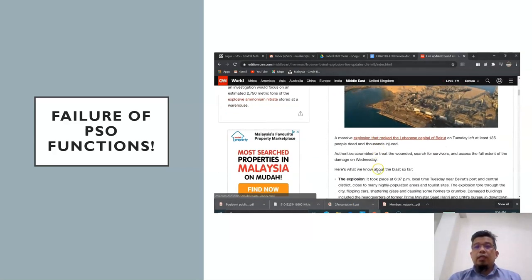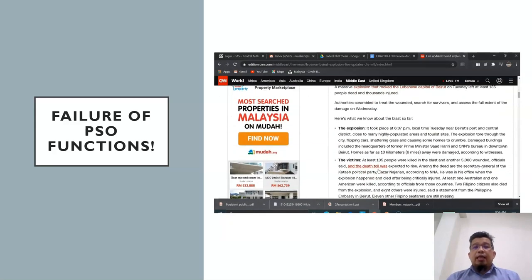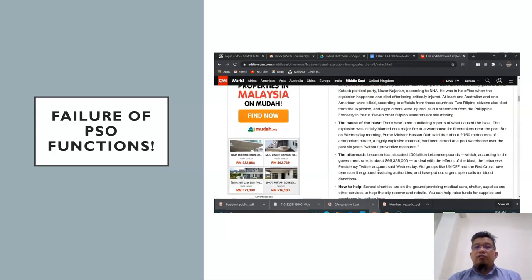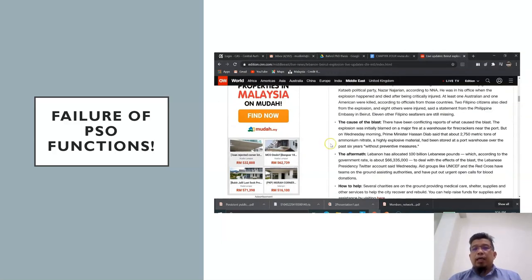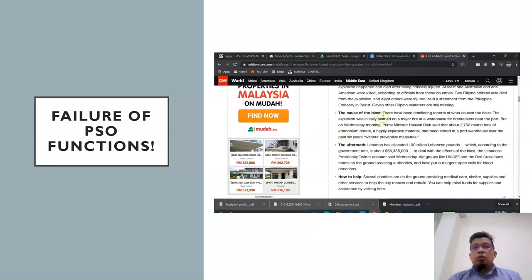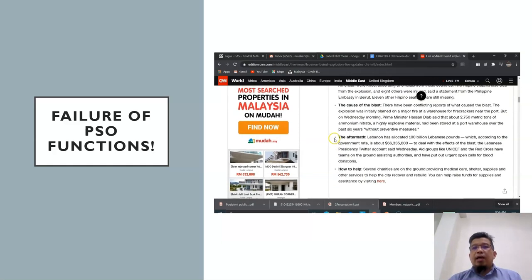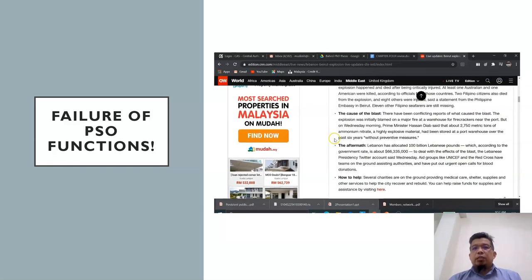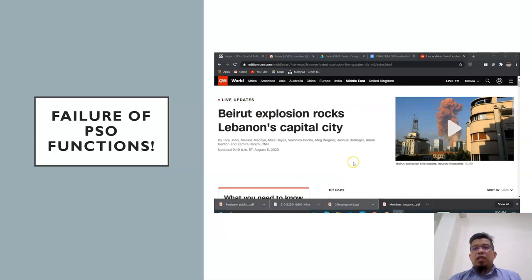So you can see from these clips that it's basically a failure of the public sector functions: the coordination, the implementation, as well as enforcement. What happened in Beirut is that there was a chemical substance which was left idle, but it's very hazardous and explosive. Because of miscommunication between government agencies, it led to that massive explosion, killing many people. So you can see how important the functions of government agencies are.